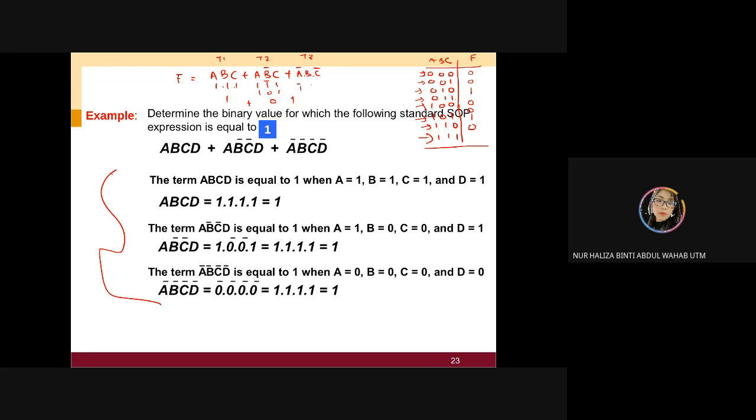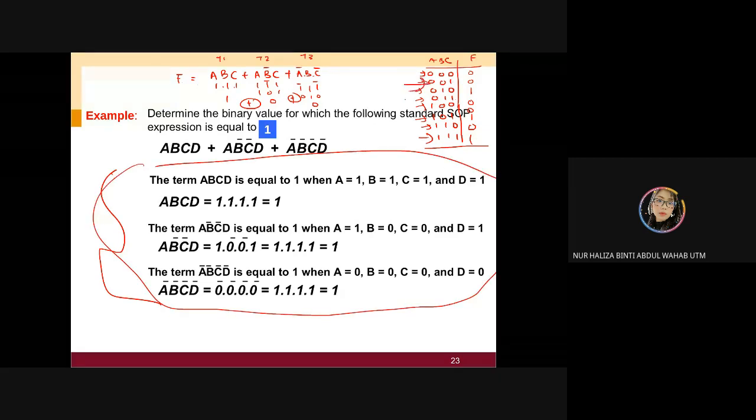A is 1 bar, B is 1, C is 1 bar. And then you get 0, 1, 0. Your answer will be 0. F equal to 1 plus 0 plus 0, you will get 1. So this is the example if you do one by one manually. How to check? This is a manual way for you to check.